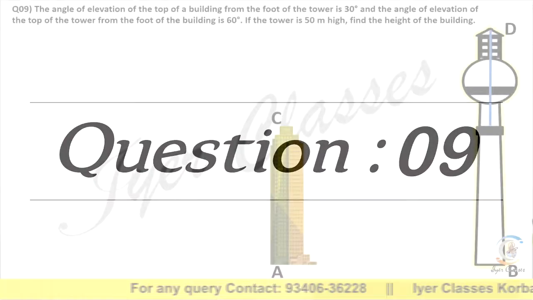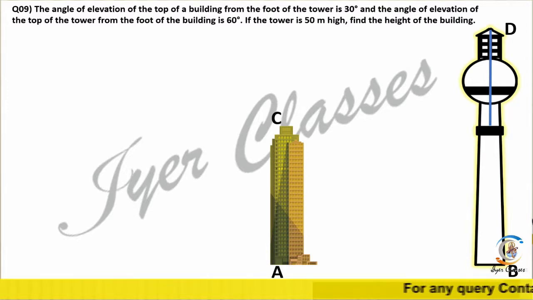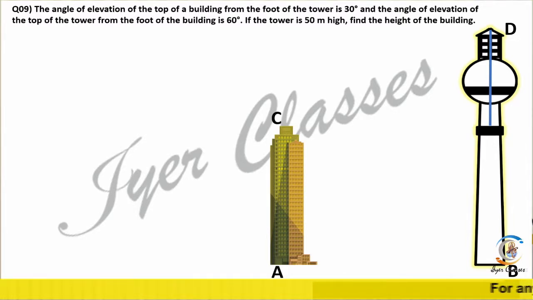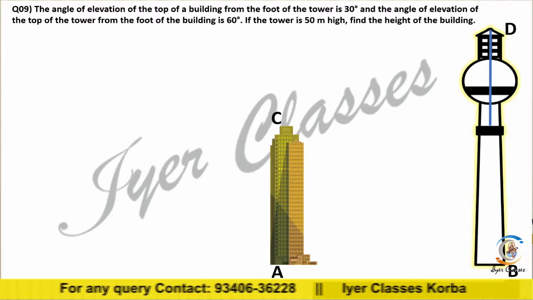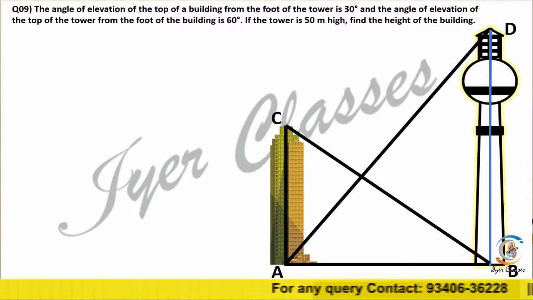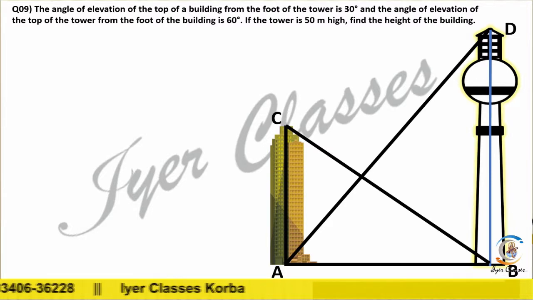Question number 9. The angle of elevation of the top of a building from the foot of the tower is 30 degrees. The angle of elevation of the top of the tower from the foot of the building is 60 degrees. If the tower is 50 meters high, find the height of the building. What are you given here? You are given a tower and a building standing in front of each other. You are looking at the top of the tower from the foot of the building and looking at the top of the building from the foot of the tower, right?